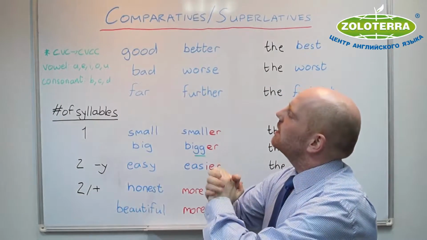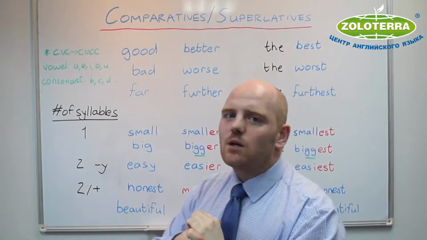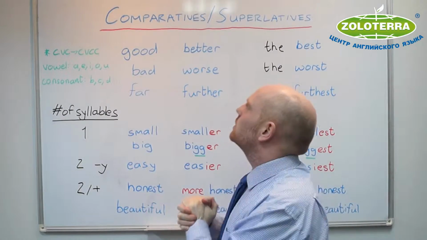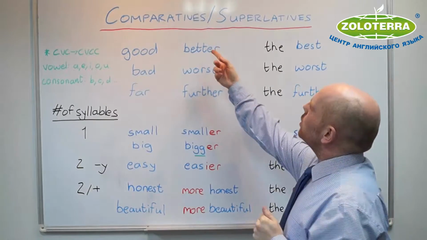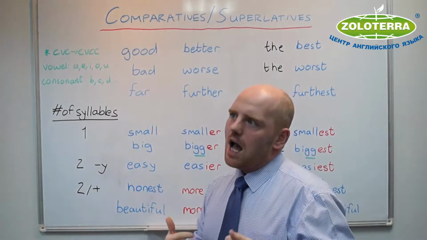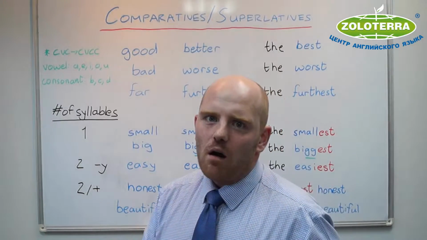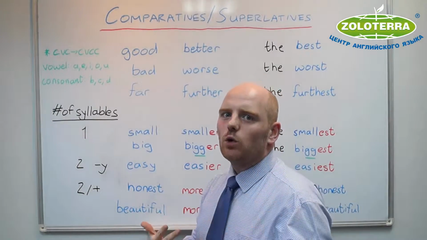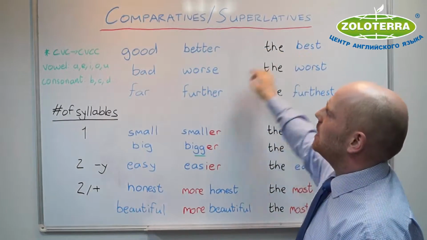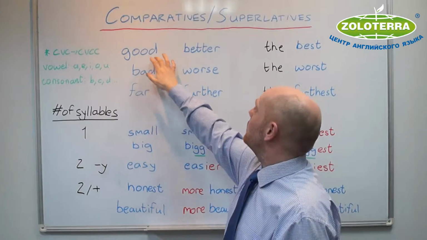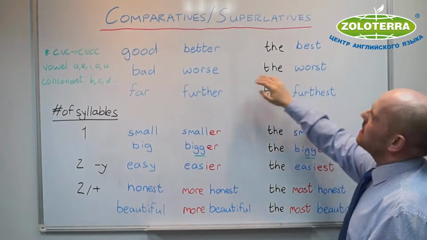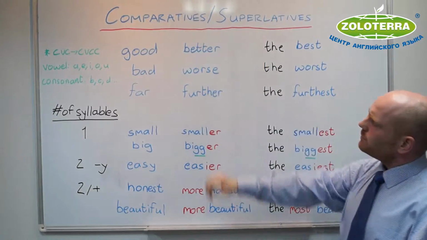Of course, English would not be English without two or three little things to remember. Okay, so today we're looking at comparatives and superlatives. I could explain what they are, but you probably already know: good, better, the best. Good is our adjective, better is our comparative, and the best is our superlative.